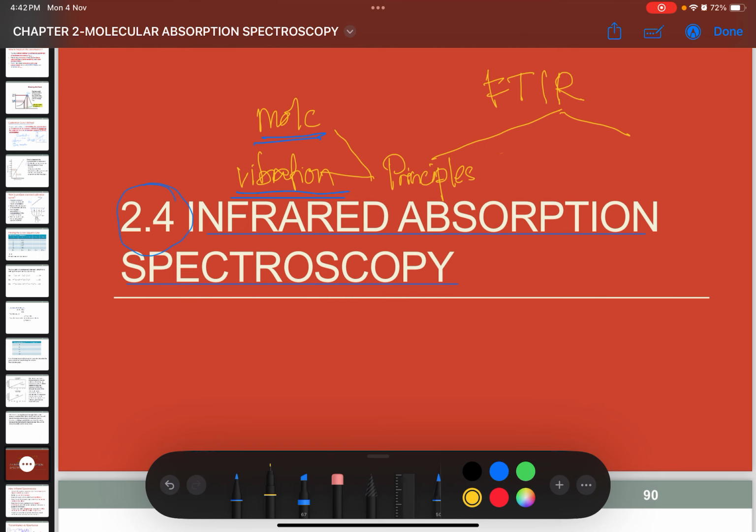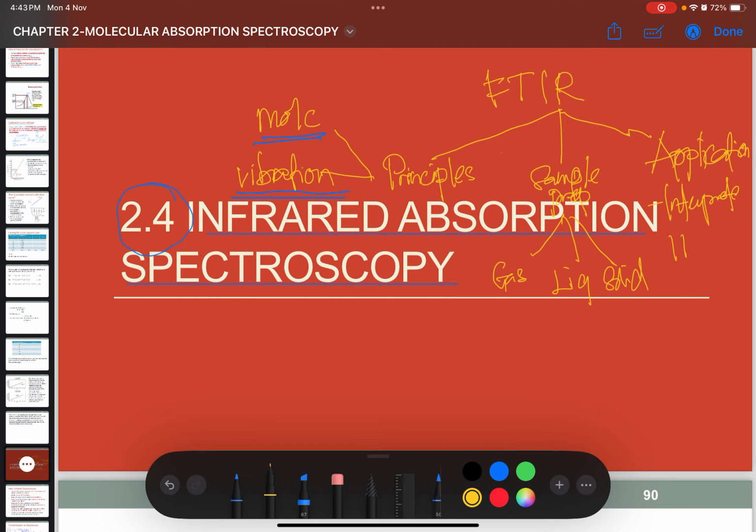Then we will look at the sample prep. In UV, we don't have sample prep because sample prep is preparing standard solution. Not like IR. In IR, we don't have to prepare standard solution, but we need to prepare sample. Sample prep can be gas, liquid, or solid. And the last one is the application, which is called interpretation, interpreting IR spectra or spectrum. So these are the outline for subtopic 2.4.